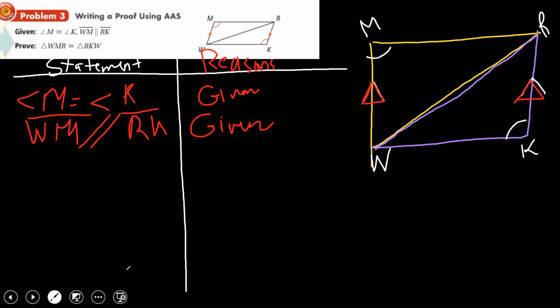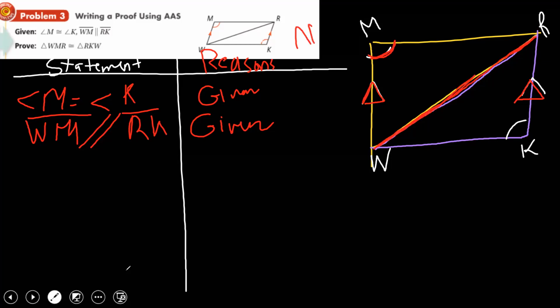Now, I want to use the AAS. Okay, so for the AAS, what did I need? I need an angle, and I need another angle, and the side that's not included. Okay? Fine. What will my next step be? Here is an angle. And here we can say that this one is my side. Is it right?